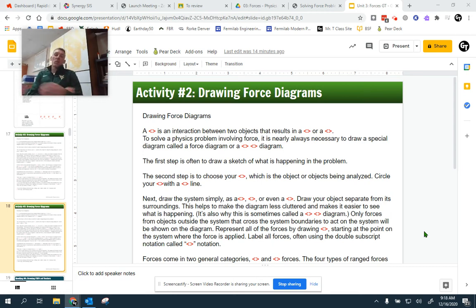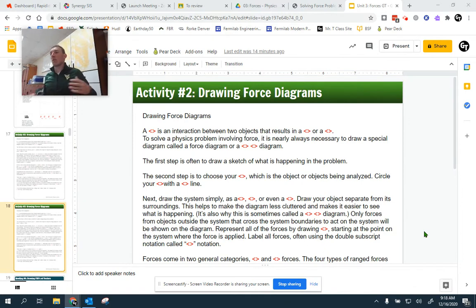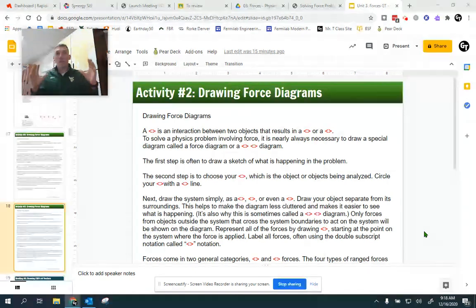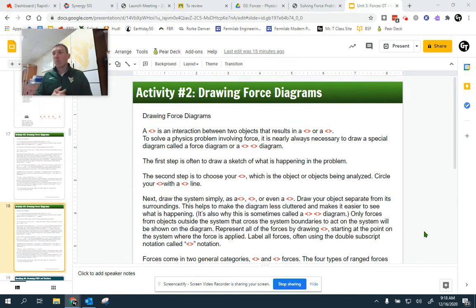Hey guys, so like I said, I can have you look through this activity two, drawing force diagrams, also known as free body diagrams. We're going to be spending a lot of time on this once we get back, but this starts to give you an idea of what they are and the process we're going to have. There will be another video actually walking through drawing them, but right now, just understand a little bit about them and the process we take in order to draw them out.